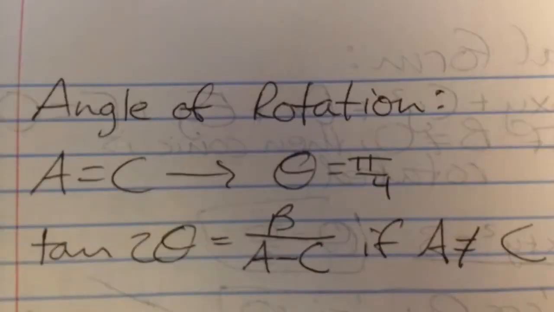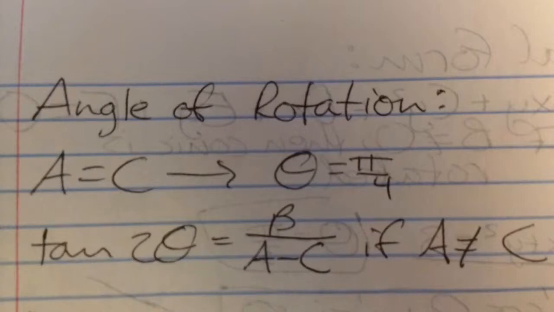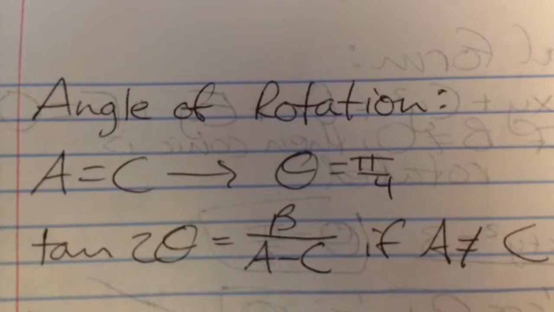Next, to find the angle of rotation, you have these two following conditions. If a is equal to c in your general equation, then theta equals pi over 4. Pi over 4 is your angle of rotation. If a is not equal to c, then you use the equation tangent of 2 theta equals b over a minus c. And if you solve that for theta, you will get your angle of rotation.